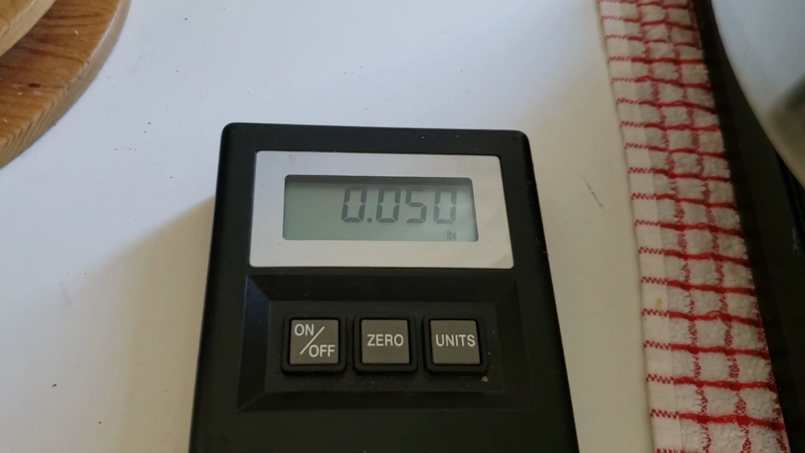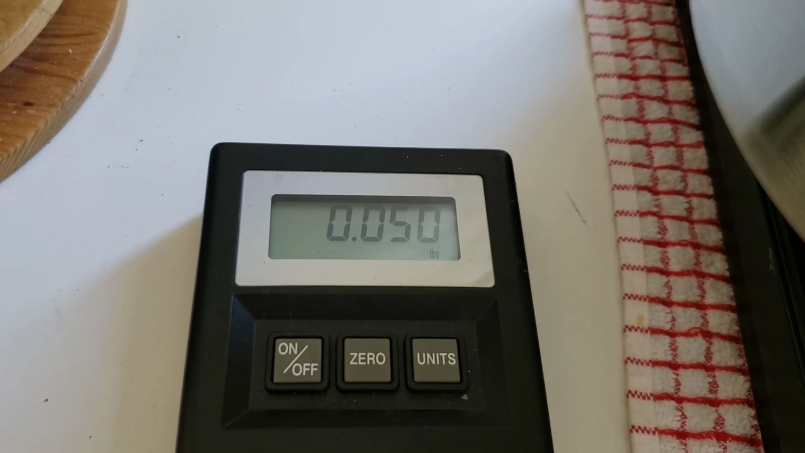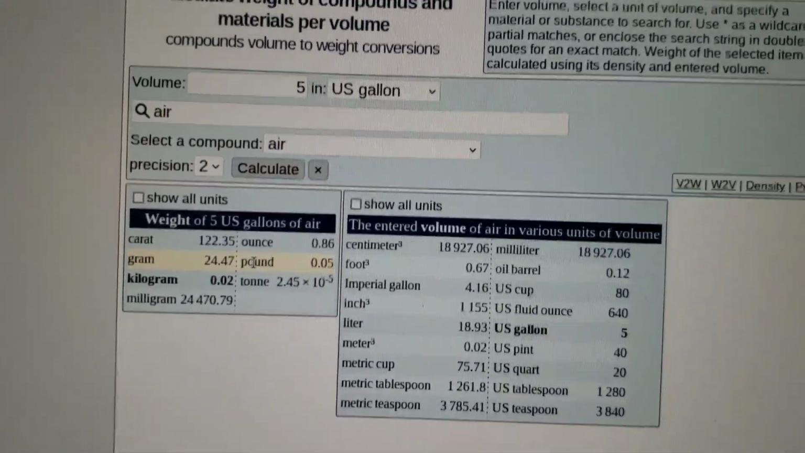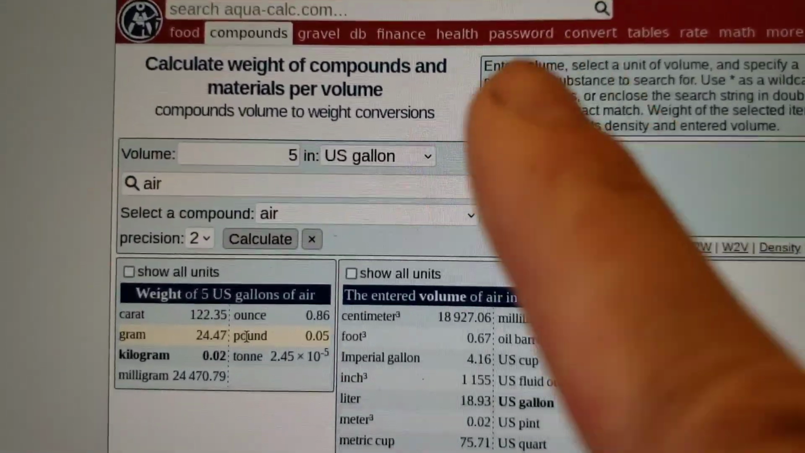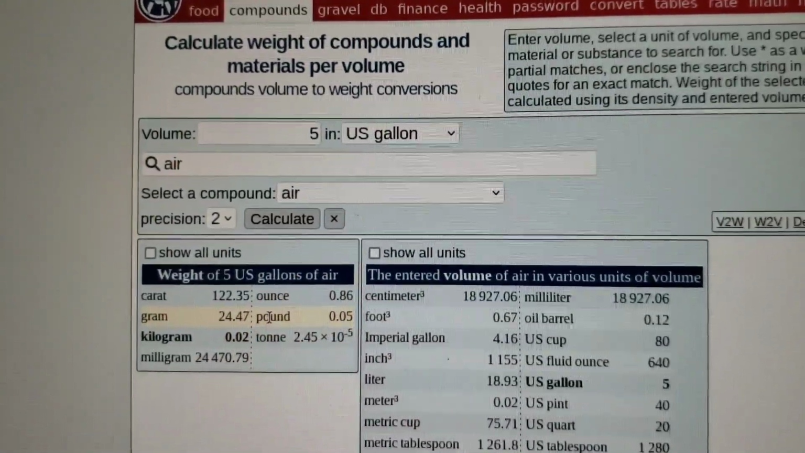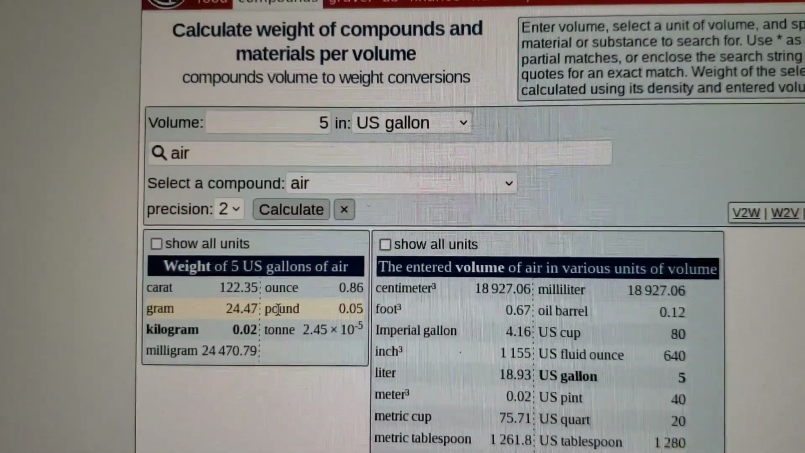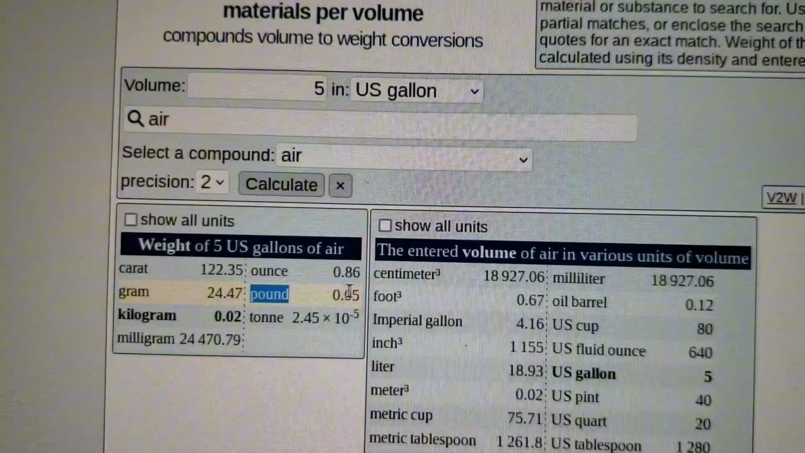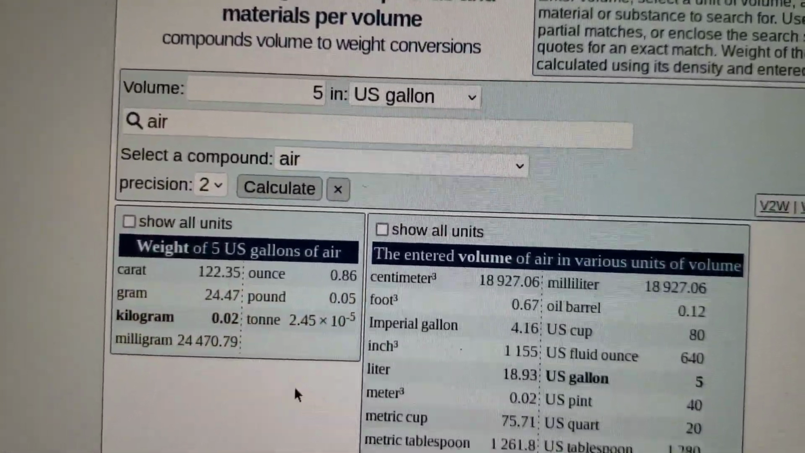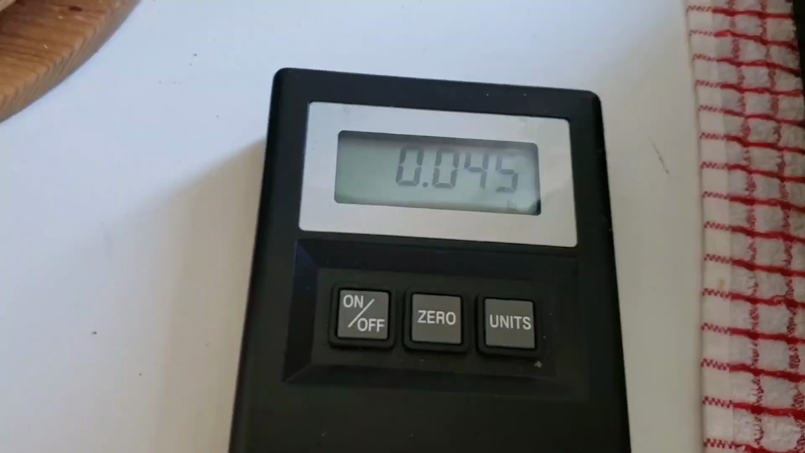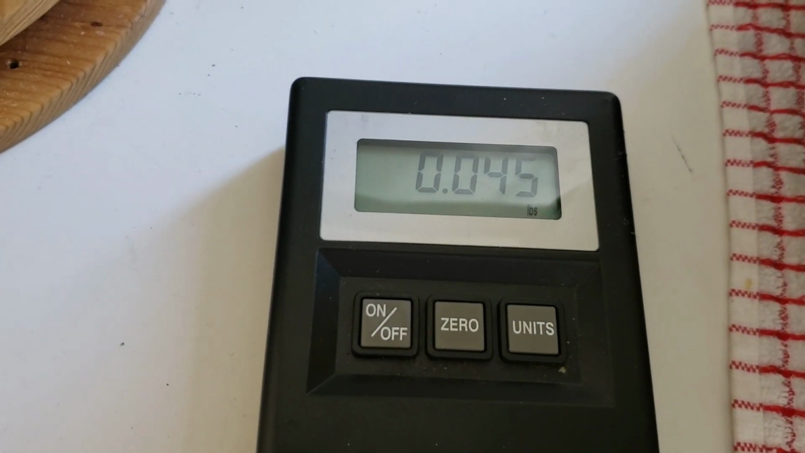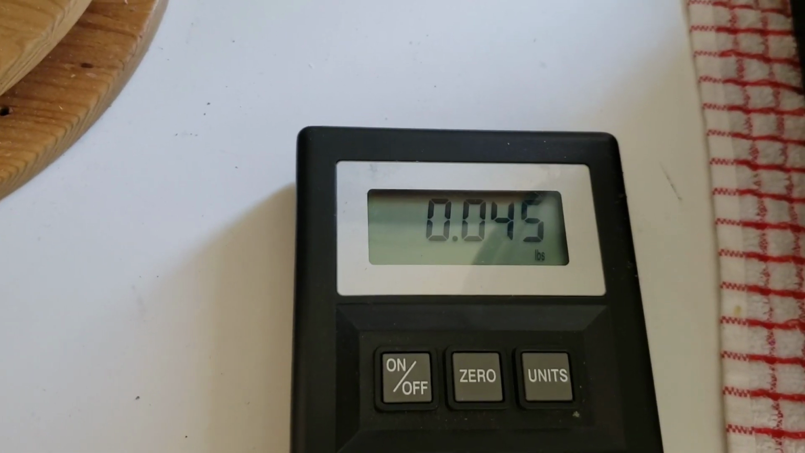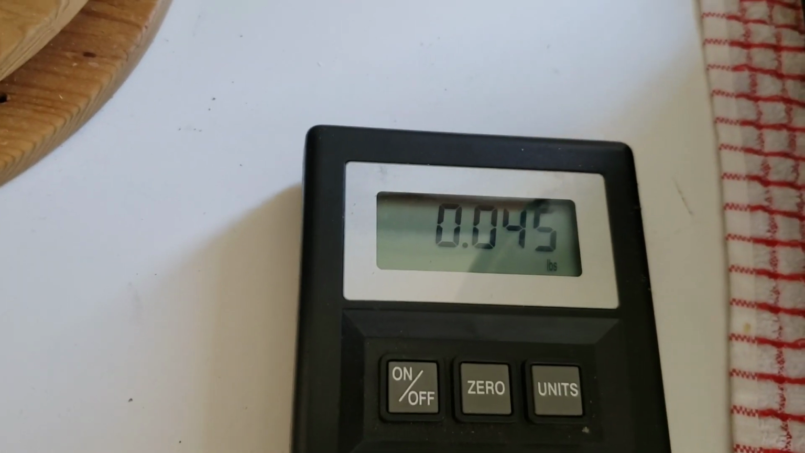Now, what should it be? This was advertised as a 5 gallon vacuum chamber. Let's see what it should be. Alright, so here I have put in a volume of 5 gallons and air. And it says that the weight is 0.05 pounds. See? This little right here. It says that the weight of 5 gallons of air is 0.05 pounds. What you can see is pretty much what we're reading. The scale can't decide if it's 0.045 or 0.05, but it's well within the accuracy limits of the scale.